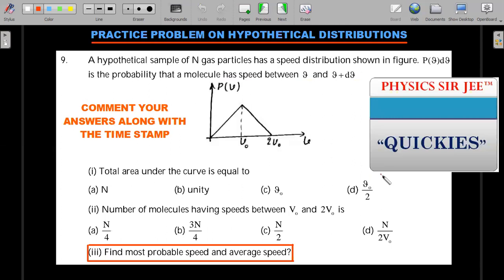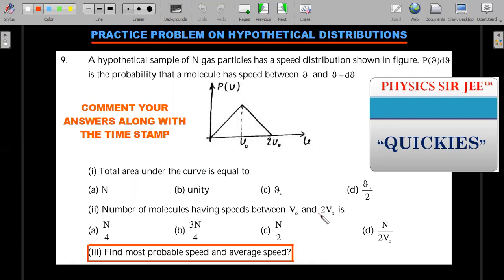So let's move forward. Another practice problem on the hypothetical distributions. This is one of the favorites of some of the Olympiads and also in some JEE Advanced papers. And in the past, they have not appeared, but they can actually appear to test your understanding of Maxwell distribution. So they'll remove the Maxwell distribution and give you a hypothetical P versus V graph and ask you to estimate the area under the graph conceptually.